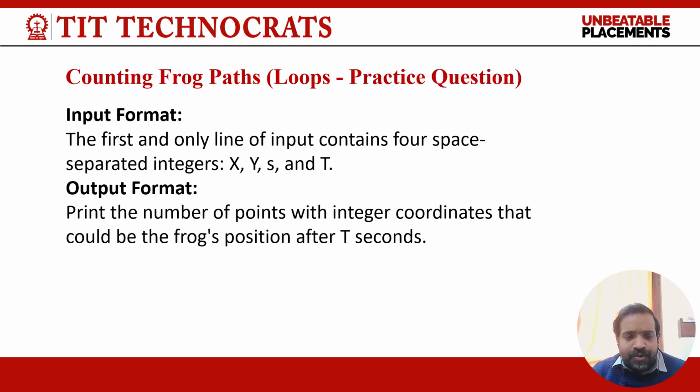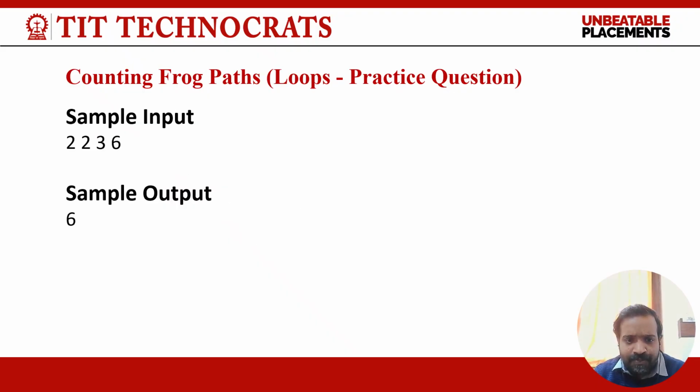Output format: we have to print the total number of points with integer coordinates that could be the frog's position after t seconds. So we have to print a single integer, the total number of points where the frog can be.